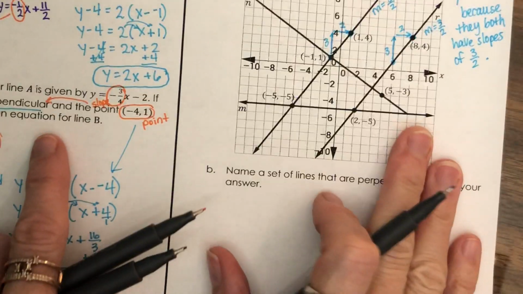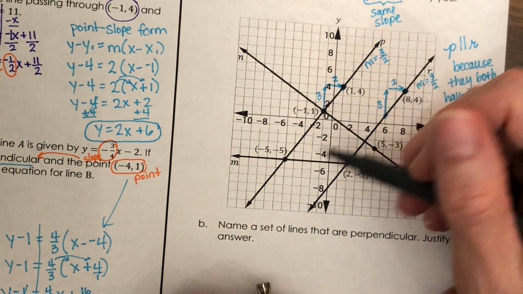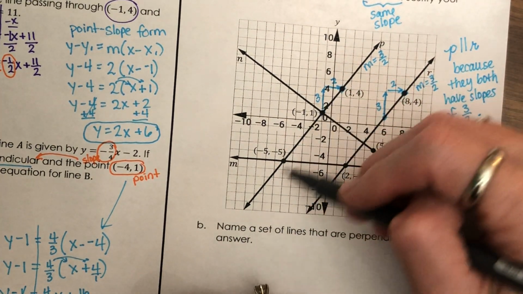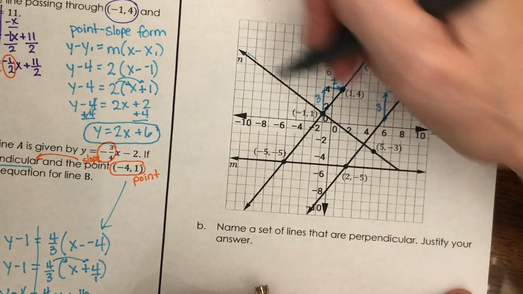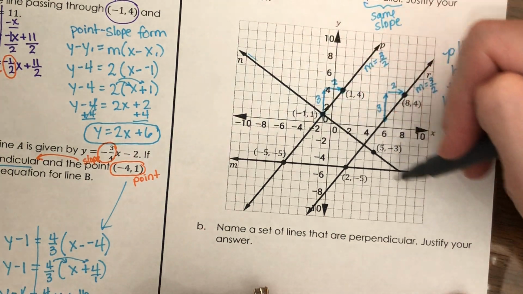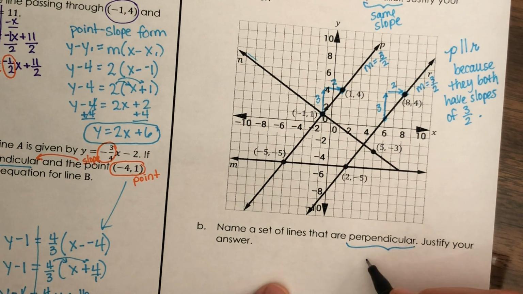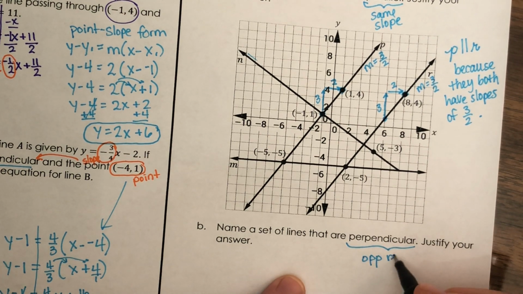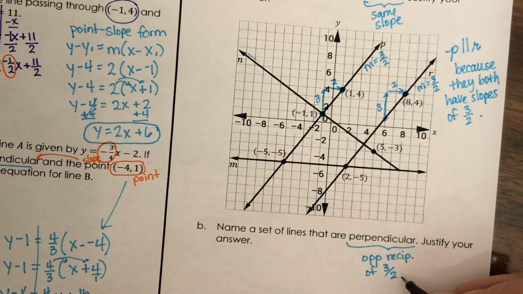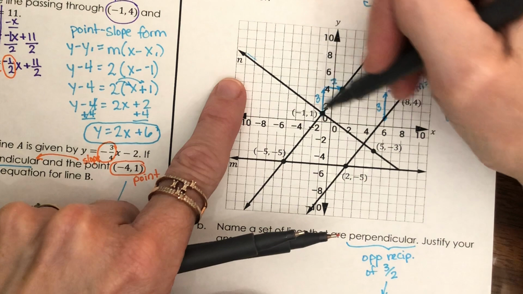All right, next one. Name a set of lines that are perpendicular. Justify your answer. Okay, perpendicular, 90-degree angles. They form right angles. And this looks like those are perpendicular. In fact, this line then would be perpendicular to both of these lines. So we just really need to find out what this slope is to see if perpendicular, if it is the opposite reciprocal of 3/2. And what is the opposite reciprocal of 3/2? -2/3.